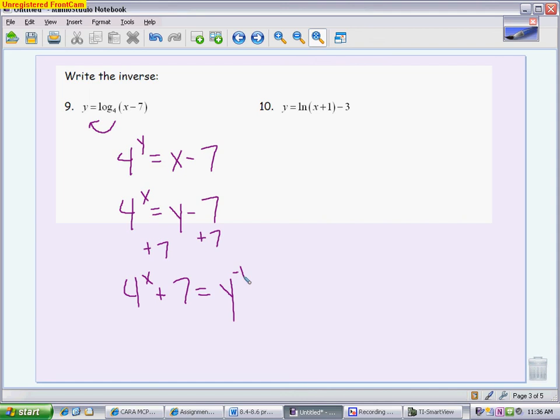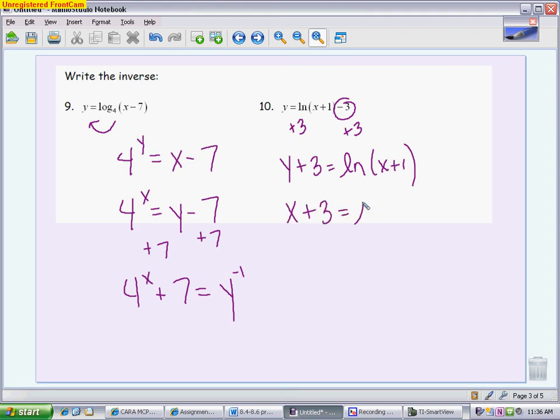The next one, before you do any cloud process, you have to isolate the log. So you need to move 3 to both sides. So you have y plus 3 equals the natural log of x plus 1. Now if you want to switch the variables, I'll do this one in the opposite order just to show you it doesn't make a difference.